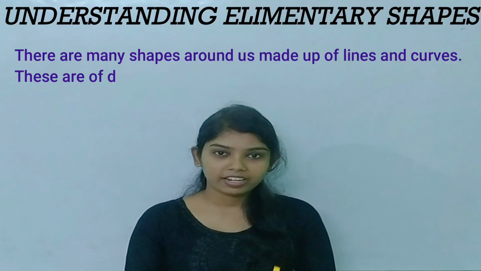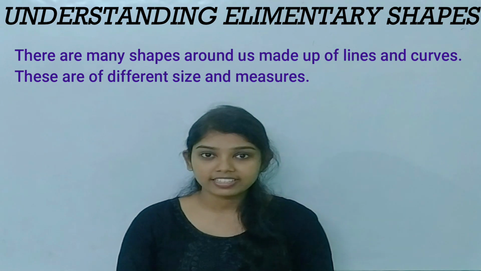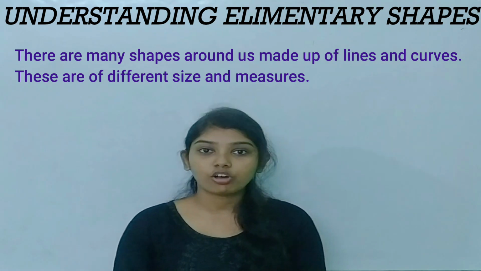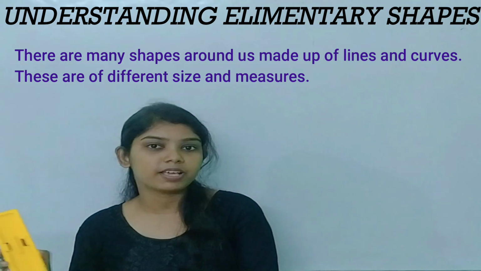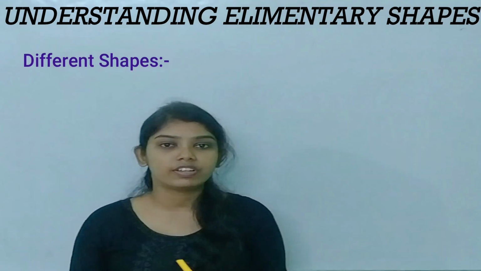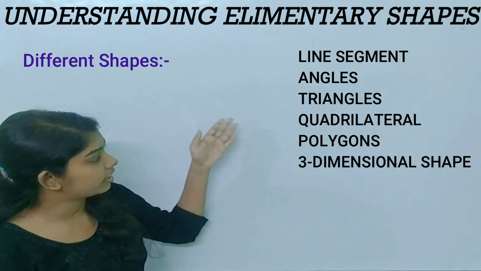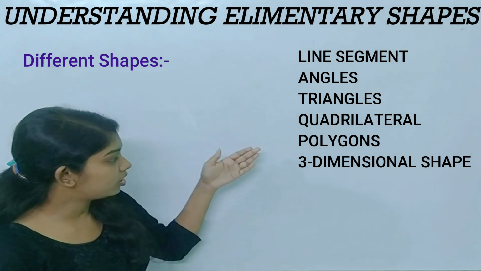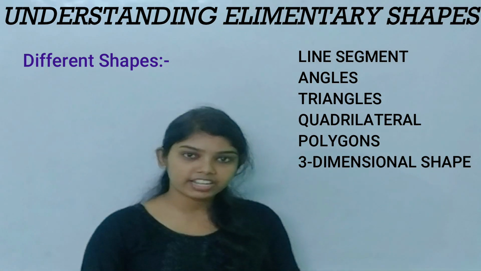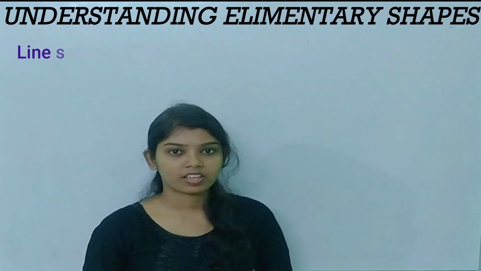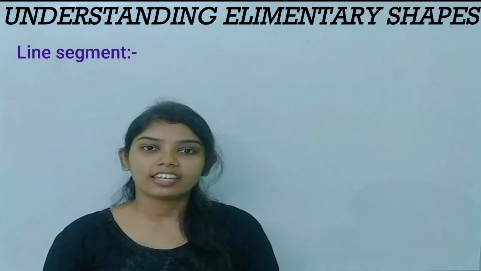So there are many shapes around us made up of lines and curves. These are of different sizes and different measures. In this chapter, we will understand those shapes such as line segments, angles, triangles, quadrilaterals, polygons and some three-dimensional shapes. Our first topic is line segment.